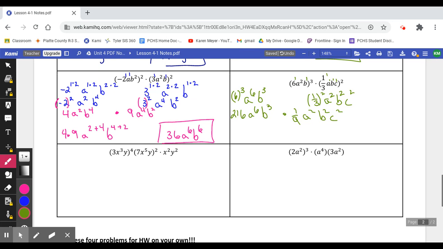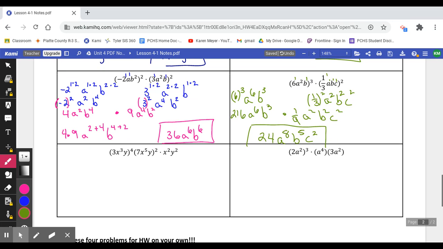So now on my calculator, I'm going to take 216 times 1/9. So multiply your coefficients and you get 24. Add your exponents. So for A, 6 plus 2 is 8. And for B, 3 plus 2 is 5. There's nothing to add to the C, so we're going to keep the C to the 2nd the same.